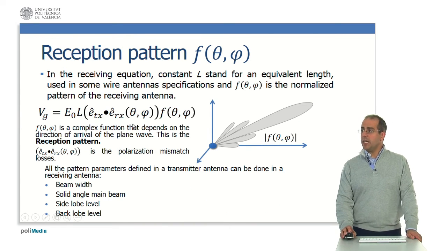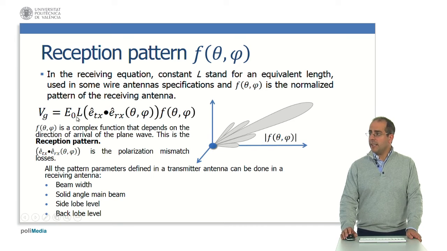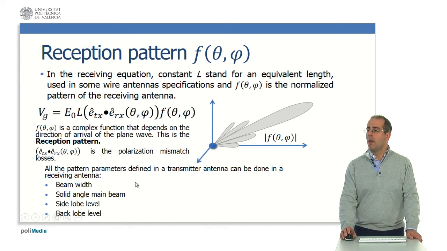In the receiving equation, here we have the induced voltage, and here we have the constant L, which stands for an equivalent length used in some wire antenna specifications, and F is the normalized pattern of the receiving antenna. Here we have the polarization mismatch losses, considering the wave from the transmitter that comes to the receiver antenna.